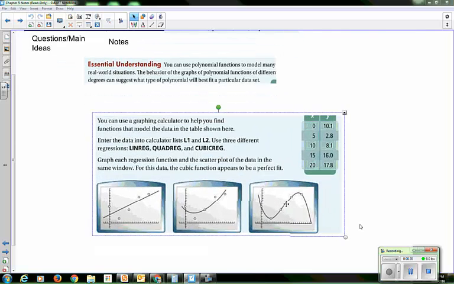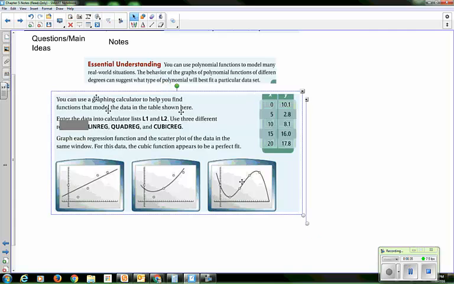We can use a graphing calculator to help us find functions that model data. So if we have this table here, here's our x values. They increase by 5, and our y values are 10.1, 2.8, 8.1, 16, and 17.8. We can use any of these 3 different regressions: linear regression, quadratic regression, or cubic regression.